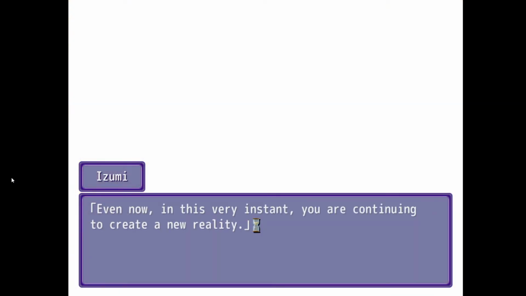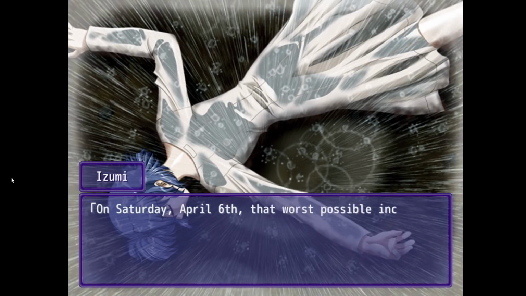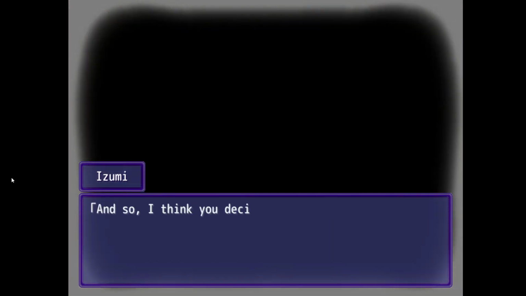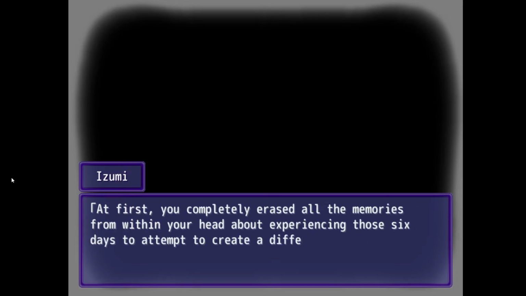Even now, at this very instant, you are continuing to create a new reality. On Saturday, April 6th, that worst possible incident occurred. But Makoto-kun, no matter what, you were unable to accept that fact known as death. And so I think you decided to freshly create a history with a past where I didn't die. At first, you completely erased all the memories from within your head about experiencing those 6 days to attempt to create a different history.